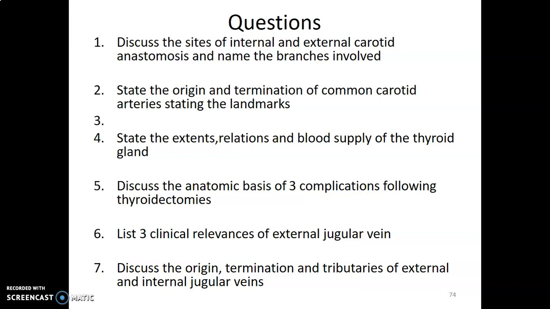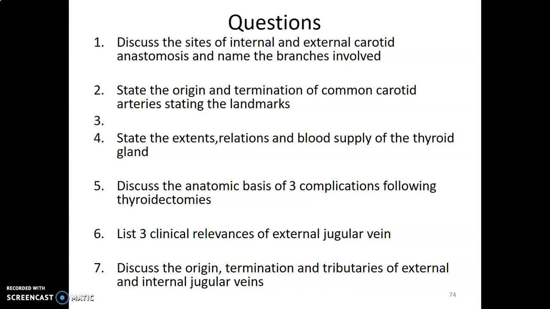Then we have 3 clinical relevances of external jugular vein. You need to know that. You need to actually be able to write an essay on external jugular vein. It was not covered in the lecture video, but now I'm giving it to you as an assignment. What's the origin, the termination, the tributaries, and the clinical relevances? Because this vein is superficial and it's easily cannulated, okay? And apart from cannulation, you can tell whether you have increased pressures in the... what is it called?